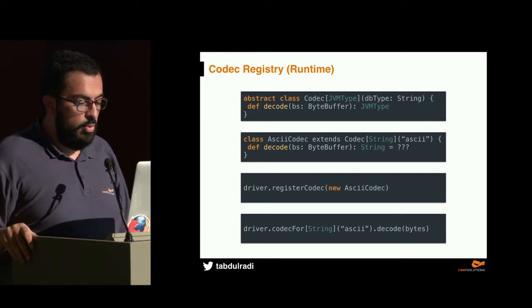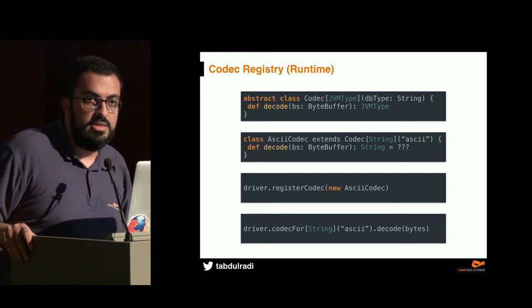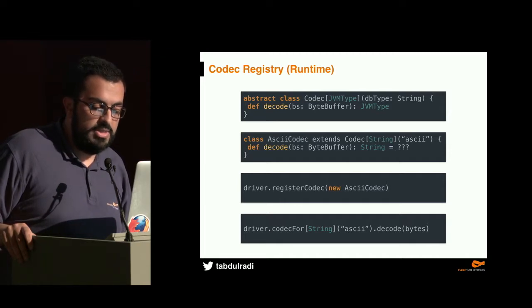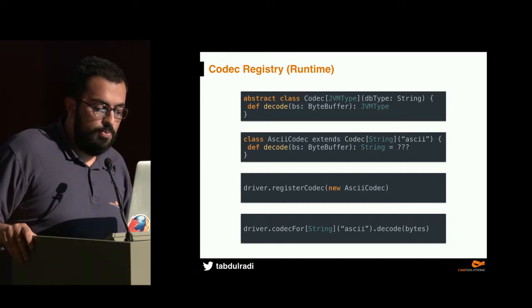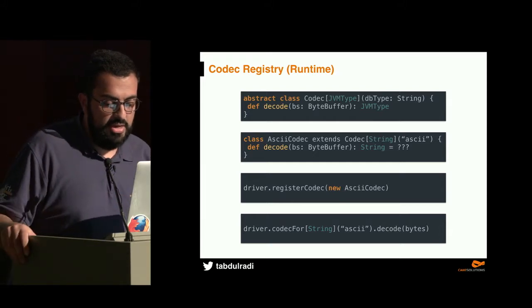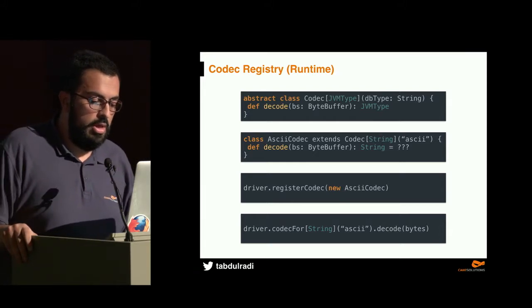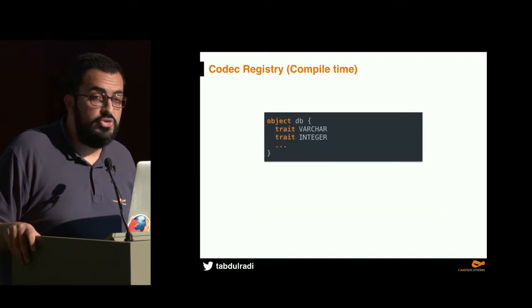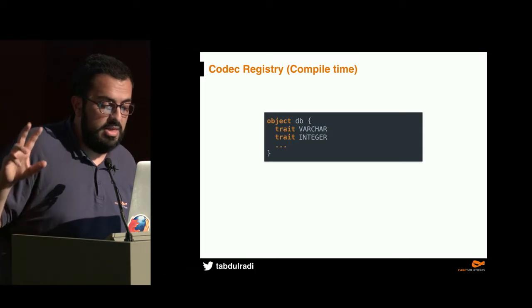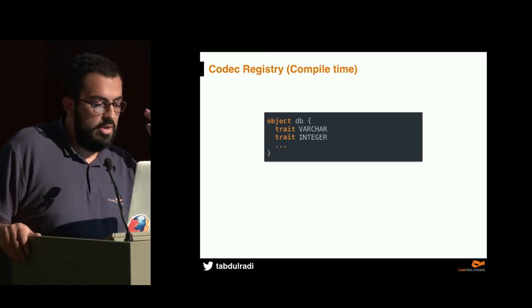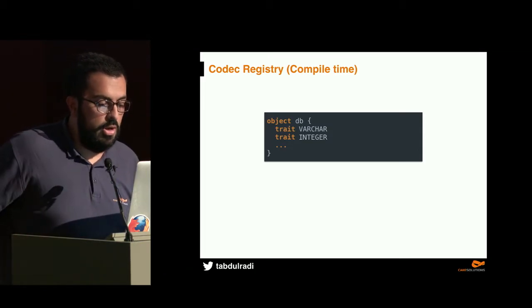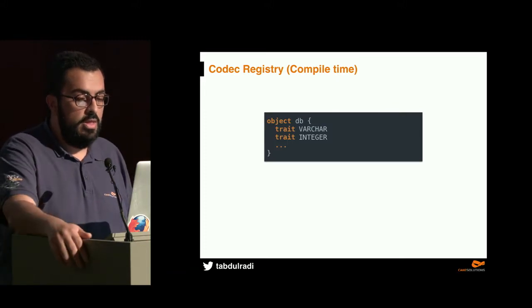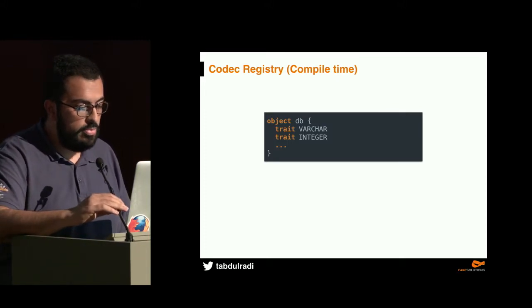First thing, we need the compiler to be aware of things. If you want the compiler to be aware of something, you probably need to define it as a type. So this ASCII string is not very good for the compiler, so we're going to write it instead as traits. The compiler understands types. So we're going to write varchar, integer, and so on, the rest of the types we have in Cassandra.